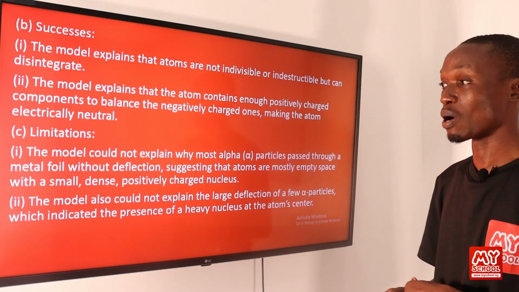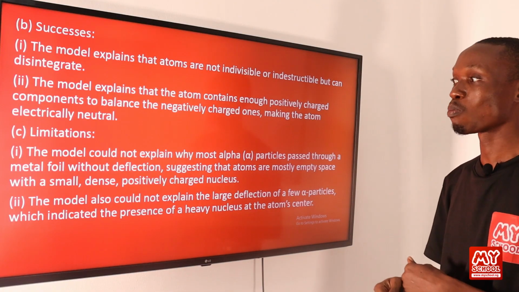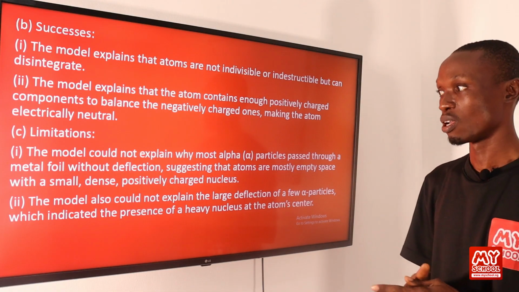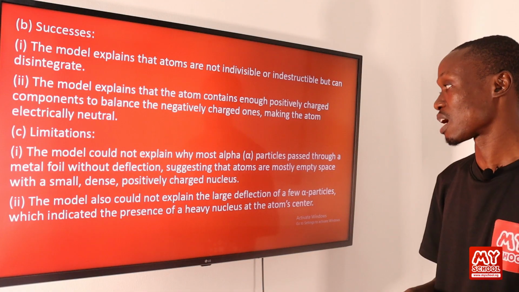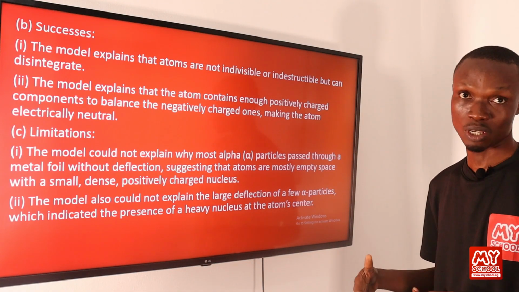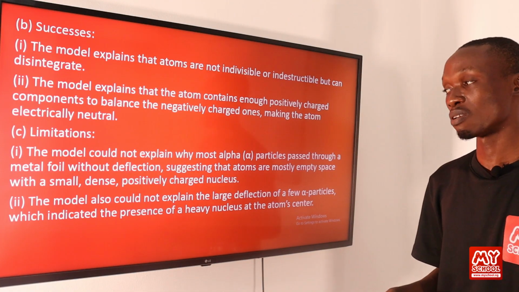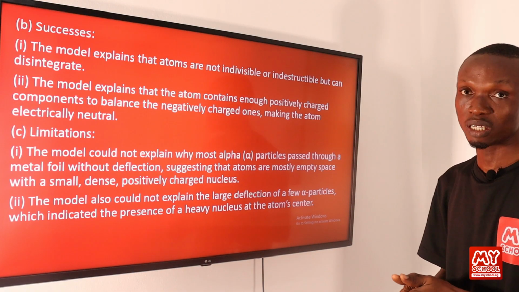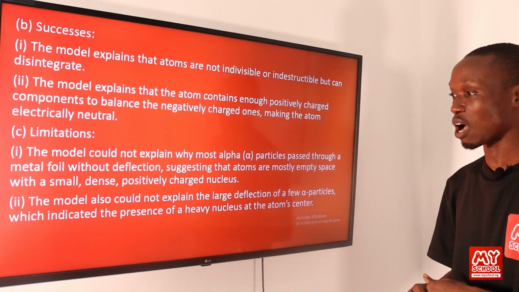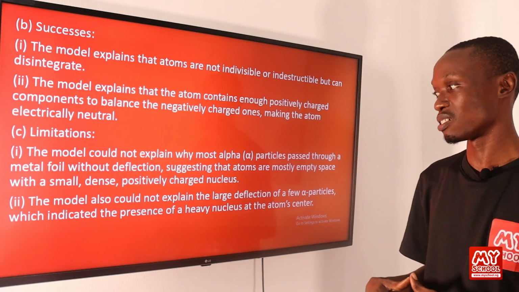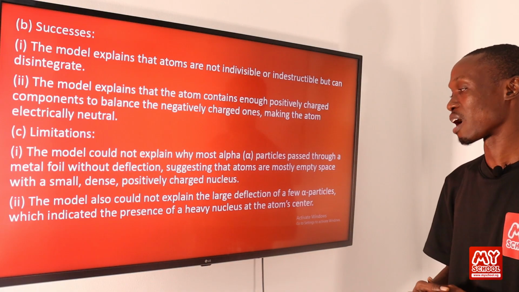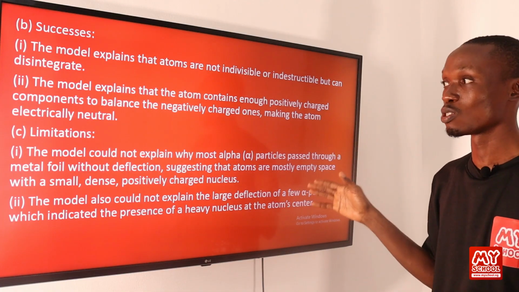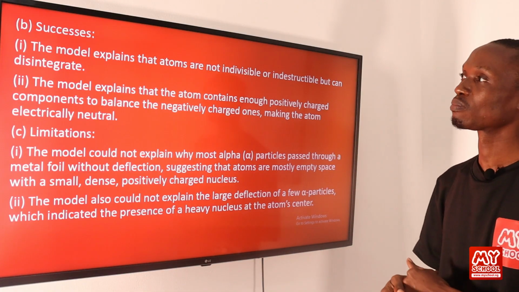So now let's discuss the limitations. 1, the model could not explain why most alpha particles pass through a metal foil without deflection, suggesting that atoms are mostly empty space with a small, dense, positively charged nucleus. Then number 2, the model also could not explain the large deflection of a few alpha particles, which indicated the presence of a heavy nucleus at the atom's center. So these are the limitations of Thomson's model. Let's move to the next slide.